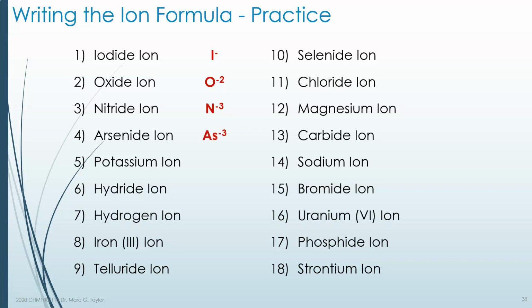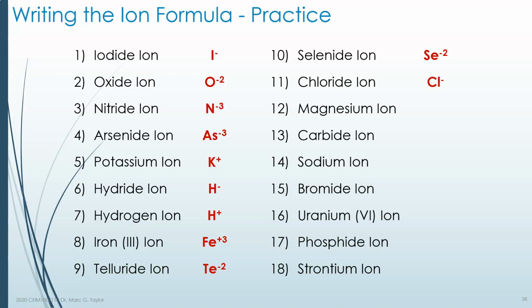Potassium ion, well, not an -ide, so that tells you it must be a positive charge, and potassium only forms a +1. Remember, potassium is K. Hydride, it's telling you it's the negative version of hydrogen, that's -1, and hydrogen ion tells you it's the positive version of hydrogen, +1. Iron 3, this is iron, this is Fe+3. Telluride, this is under oxygen, so they're all -2s if they're an -ide. Selenide, same thing. Chloride, like fluoride and bromide and iodide, are all -1.